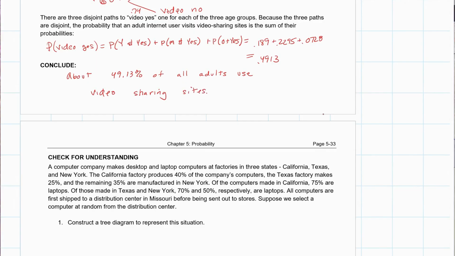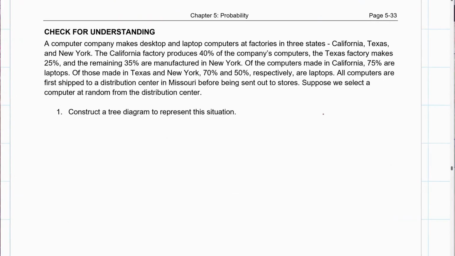All righty, going to the next page. A computer company makes desktop and laptop computers at factories in three states, California, Texas, and New York. The California factory produces 40% of the company's computers. The Texas factory makes 25%, and the remaining 35% are manufactured in New York. Of the computers made in California, 75% are laptops. Of those made in Texas and New York, 70 and 50% respectively are laptops. All computers are first shipped to a distribution center in Missouri before being sent out to the stores. Suppose we select a computer at random from the distribution center.